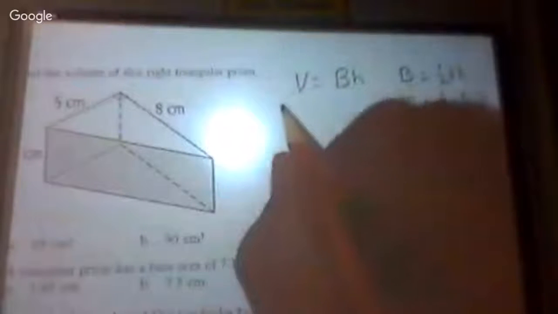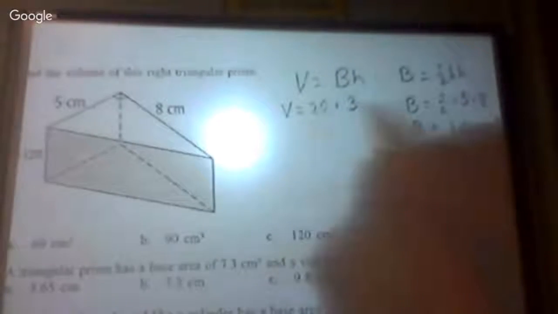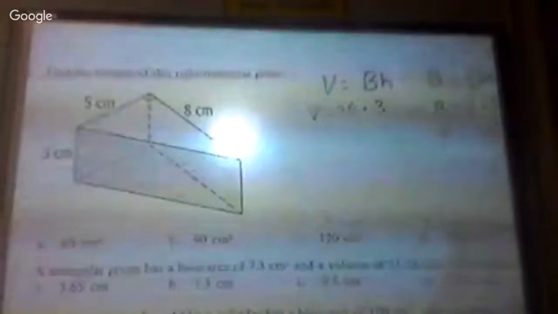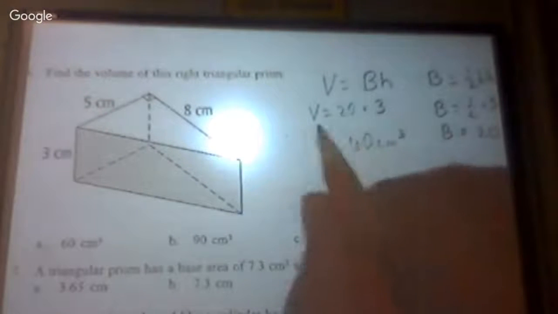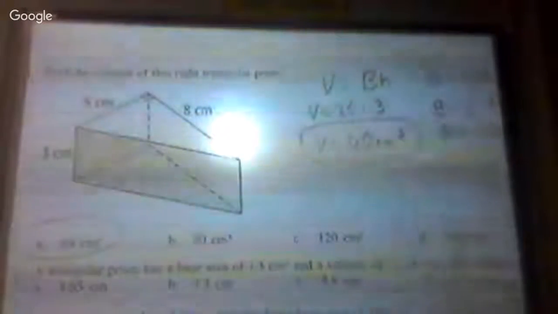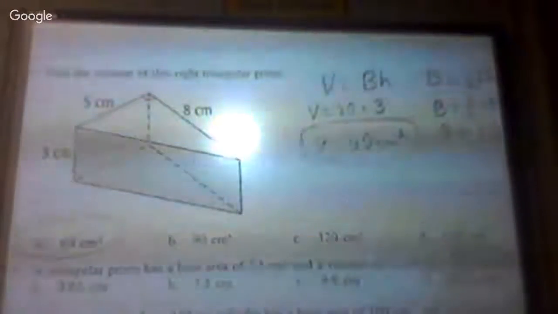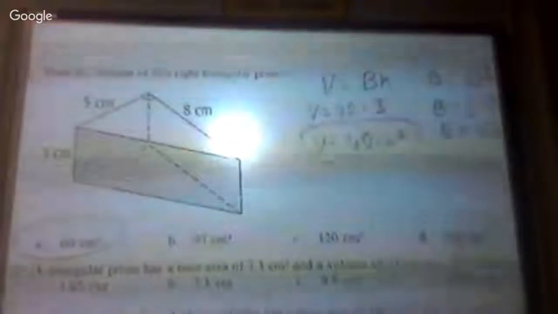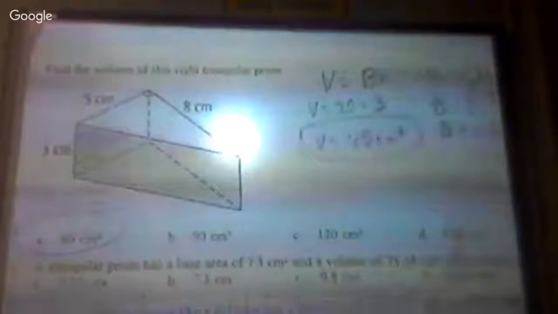So then we find the volume. That's volume equals 20 times the height of that prism, which is 3. So the volume is 60 cubic centimeters, which is A. Questions on that? Know that the bases are triangles. The height is 3. All right. Next problem.